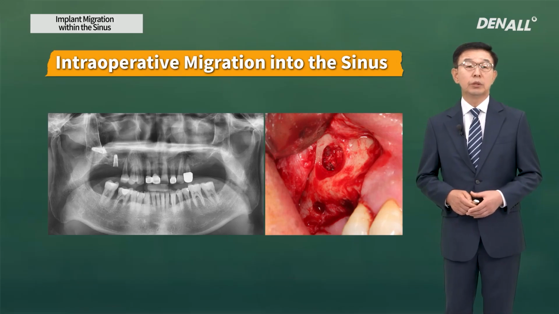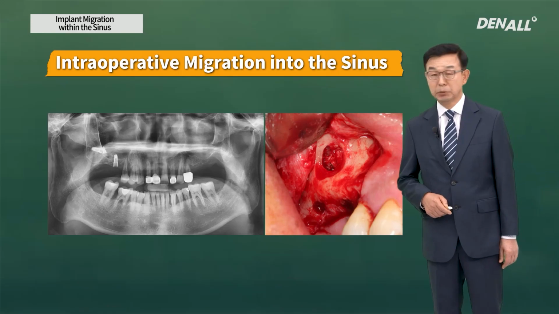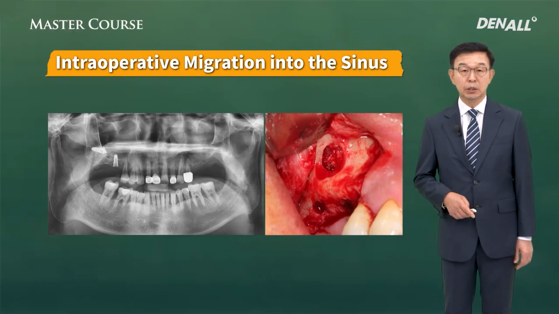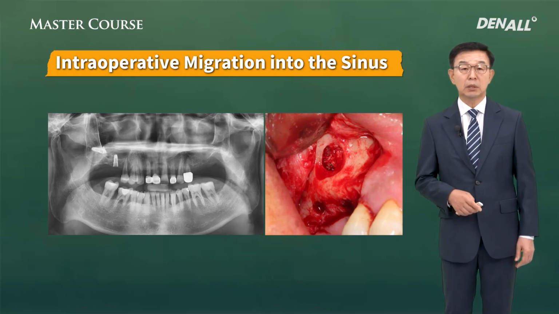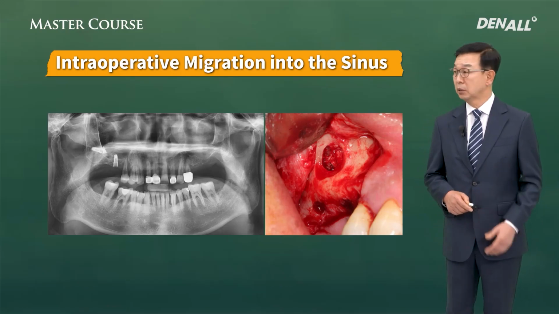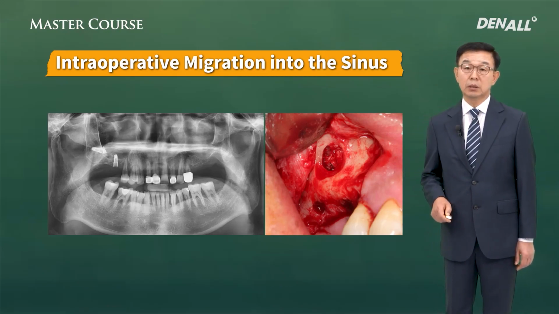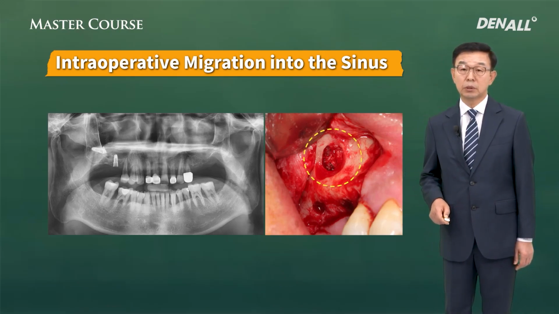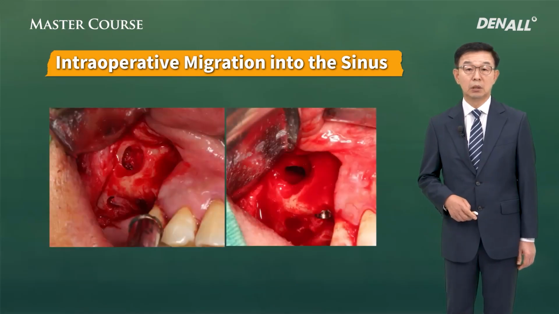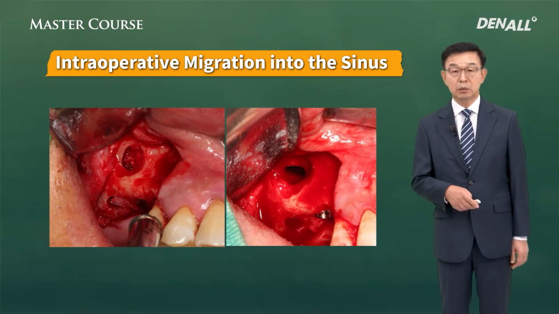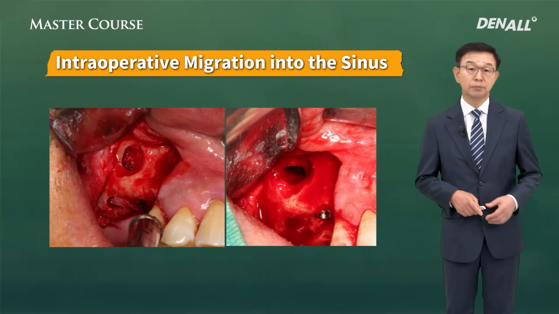In this case, as a crestal approach was taken, the implant migrated into the sinus. The bone was very soft and I think the dentist should have paid more attention, which led to this problem. This was how the patient came in and lateral window approach was done immediately. A suction tip or forceps can be used to remove the implant. It's also the same for this case.